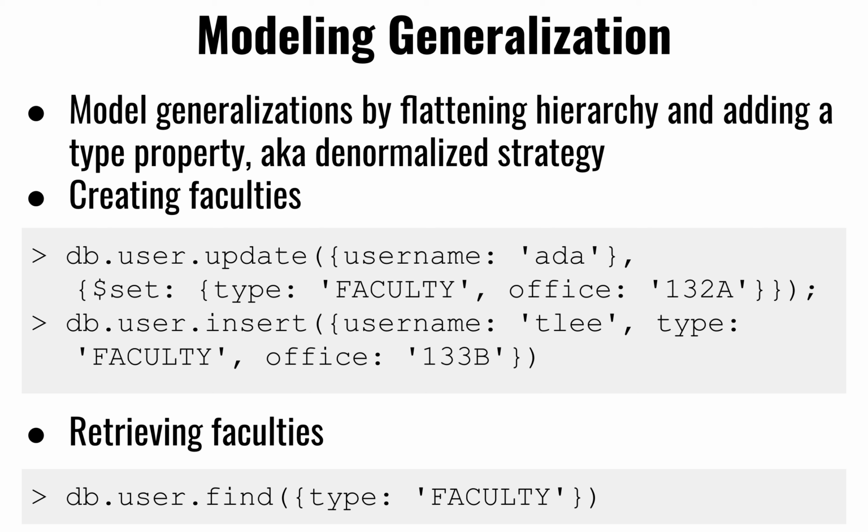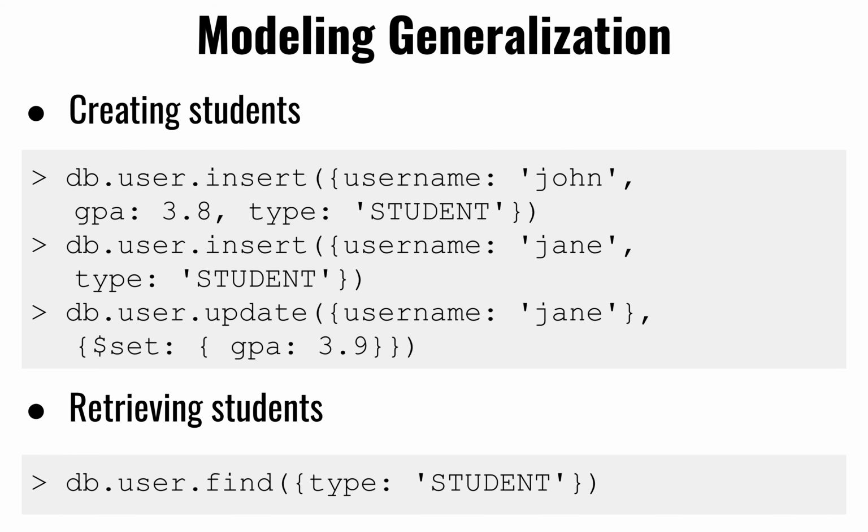So in this case, Tim Berners-Lee and Ada both have offices. Neither one has a GPA, but a student might. So the students, John and Jane over here, might have GPAs 3.8, 3.9, but they don't have offices. So there's no concern here that you have certain fields empty, unused, or with nulls or undefined. It's just that the document doesn't even have that field. So we don't have that particular concern. Then obviously, if you want to retrieve students or faculty, you can retrieve them by type.